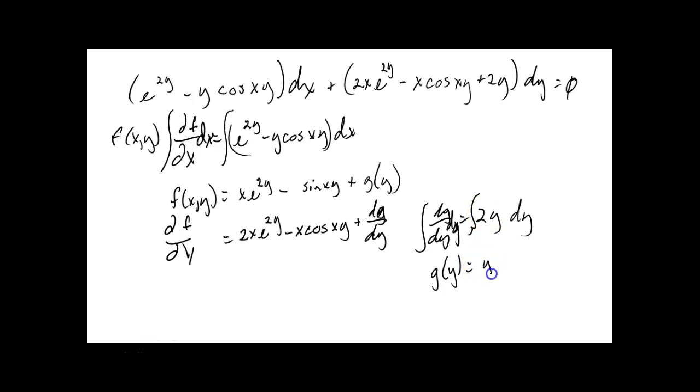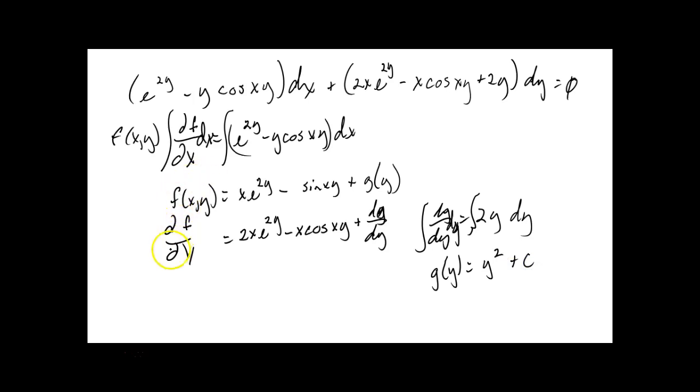Y squared. Now, how about the plus c here? Yeah, you can put it in there. No, well, wait. We're just taking a derivative of it. No, I'm sorry. We're going back to the beginning. And the g of y is y squared, and it could have a plus c. That could be.